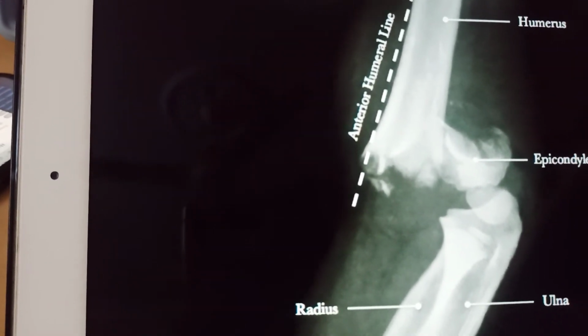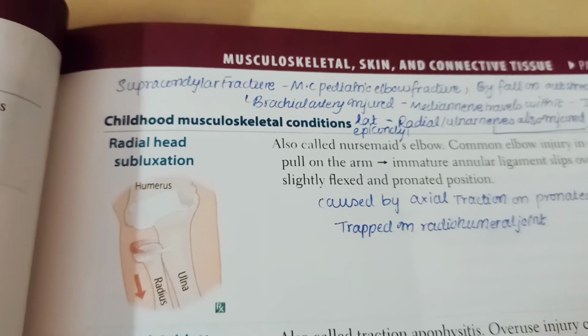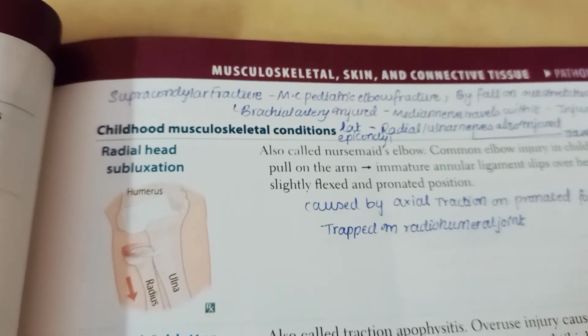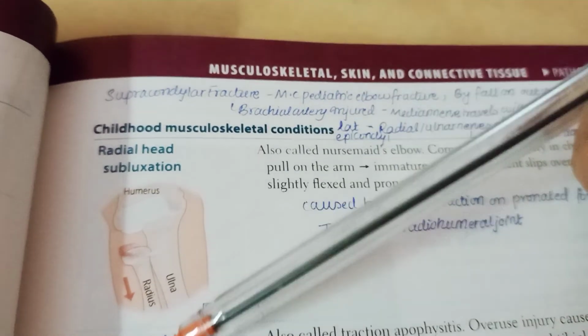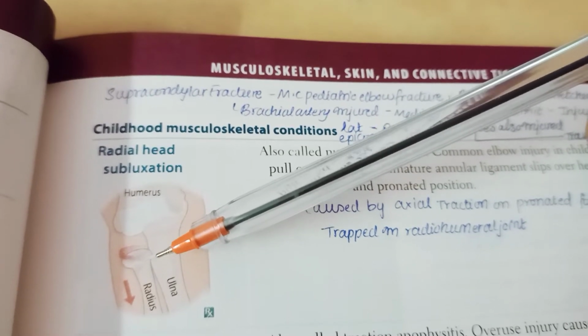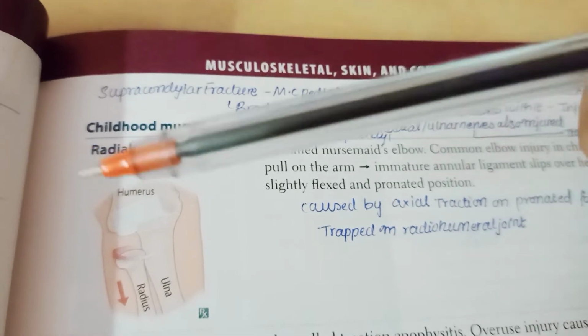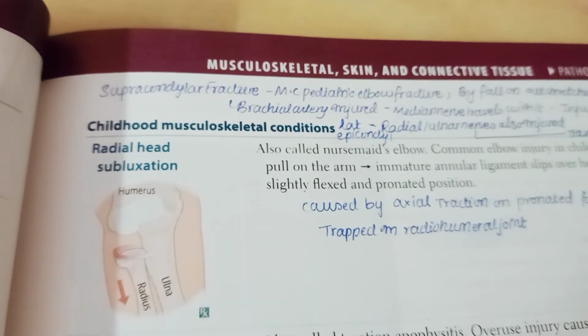Next, we'll see the radial head subluxation. Here you can see the radial head subluxation. Actually, in childhood, these are childhood disorders because in a child the annular ligament is not nicely formed. So when someone tries to pull their hand, their radius may get subluxated from the annular ligament. That's why it is called nursemaid's elbow.